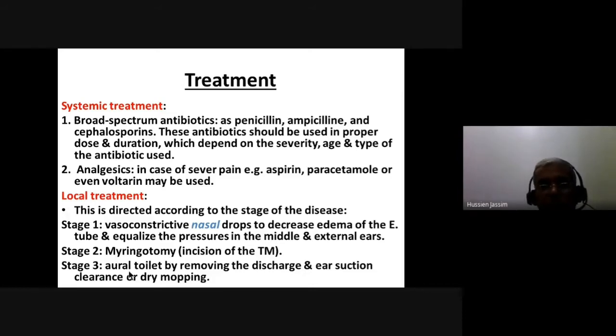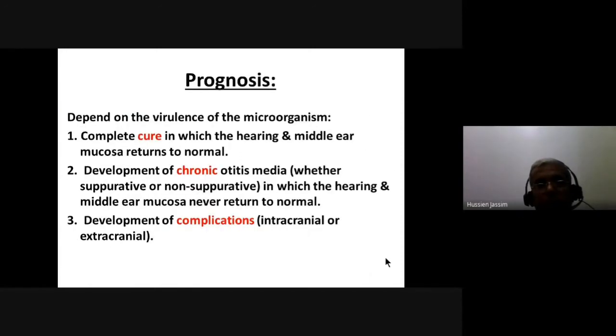بعدين من راح يصير عندنا perforation ويطلع الباس. هنا بس نسوي له aural toilet, ننظف الاير, نسوي suction و dry mopping until the patient heals. Prognosis is very good طبعا. Complete cure is the rule.